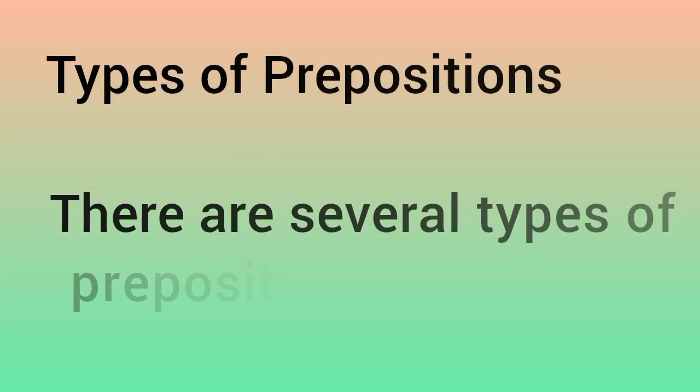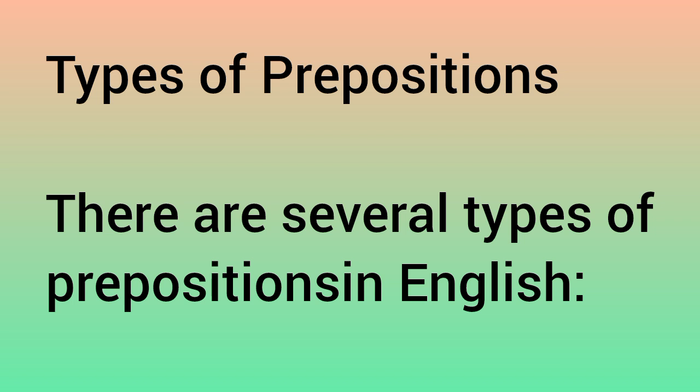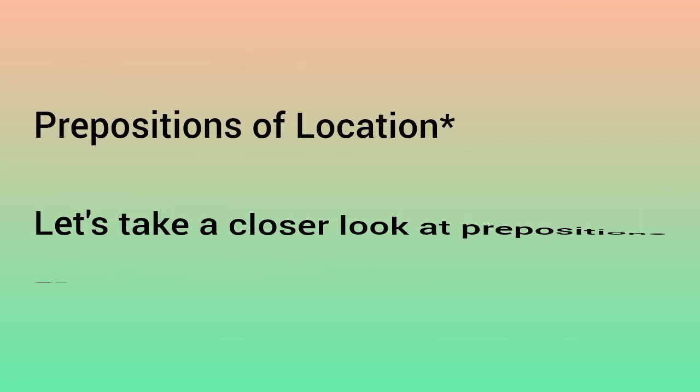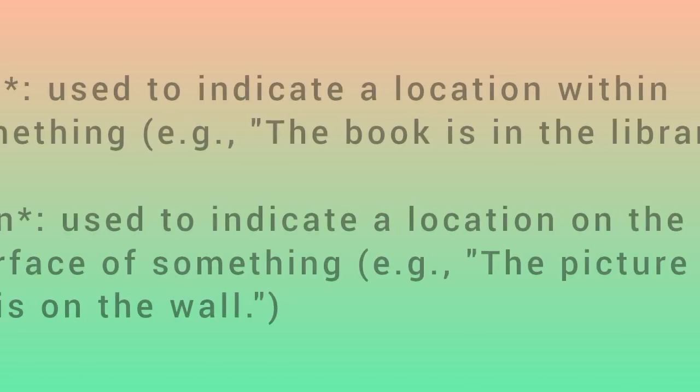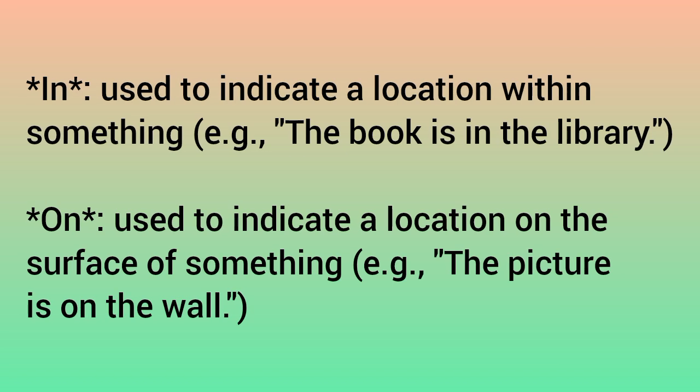There are types of prepositions. There are several types of prepositions in English. Prepositions of location. Let's take a closer look at prepositions of location. In, used to indicate a location within something. For example, the book is in the library. On, used to indicate a location on the surface of something. For example, the picture is on the wall.